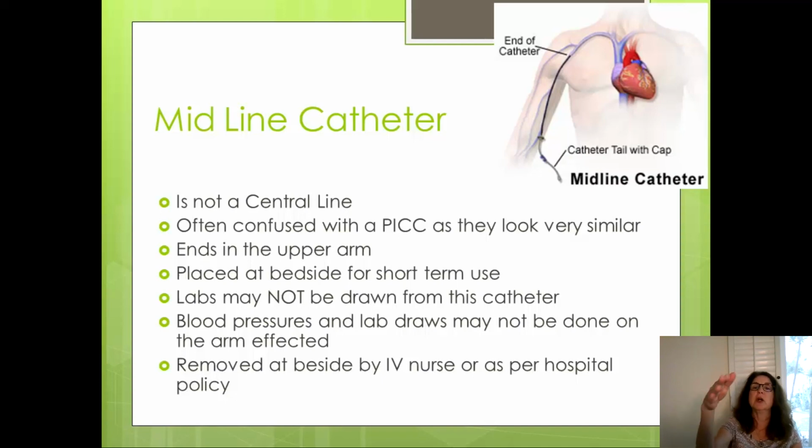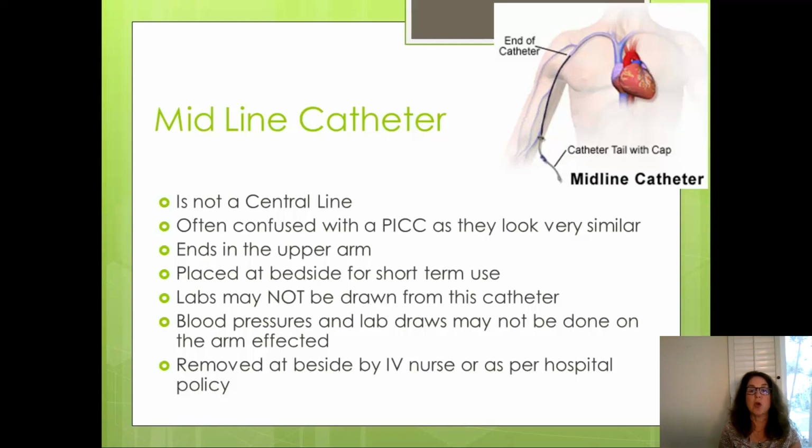You can see in the picture here, it's up in this location, whereas a central line, we'll show you a picture in a minute, would go to the superior vena cava. Typically, these are chosen when you need IV medications for 1 to 4 weeks, not long term, and not necessarily short term either. Into the upper arm, placed at the bedside for short-term use. You may not be able to draw labs from this catheter.